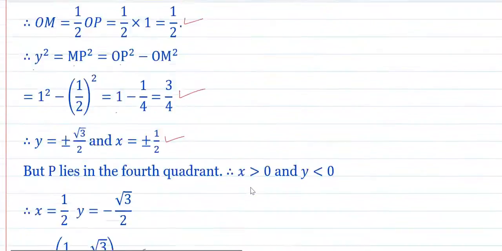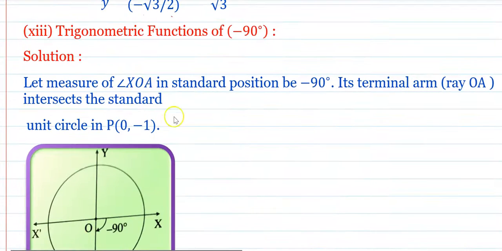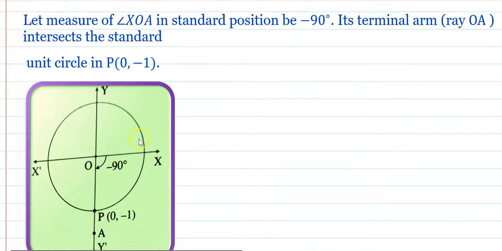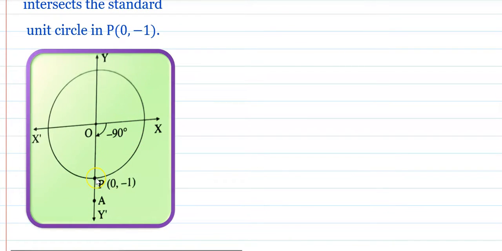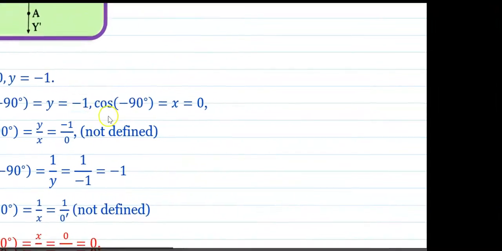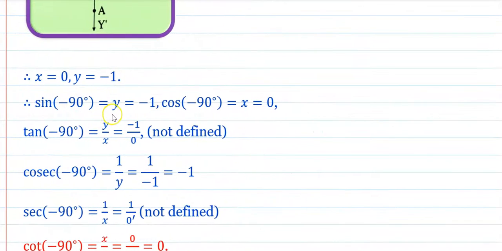Now the next problem, trigonometric functions of minus 90. The measure of angle XOA is in the standard position, that means the point P intersects the unit circle at the point P(0, minus 1). XOA is equal to minus 90 degree. Here the coordinate of x is 0 and y is minus 1, and so this is easy. That is, sin of minus 90 is y, equal to minus 1. Cos of minus 90 is equal to x, equal to 0.